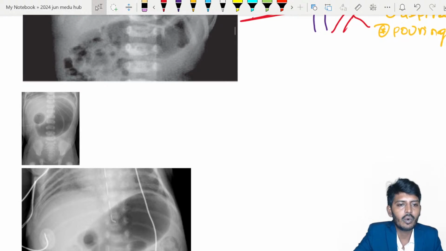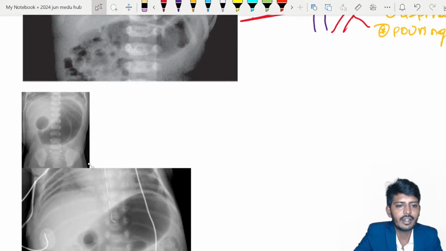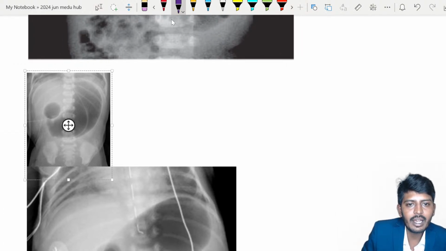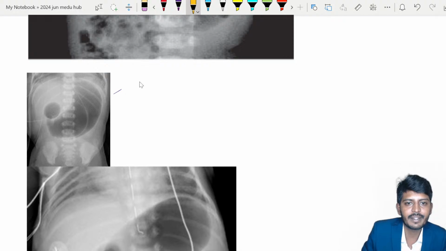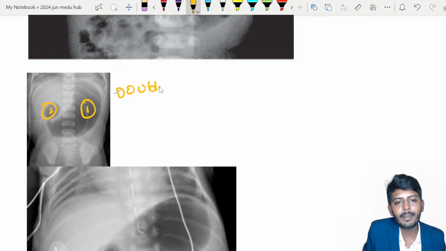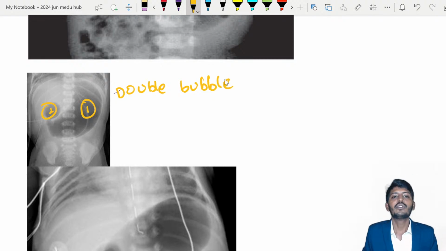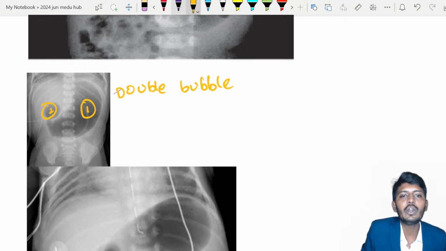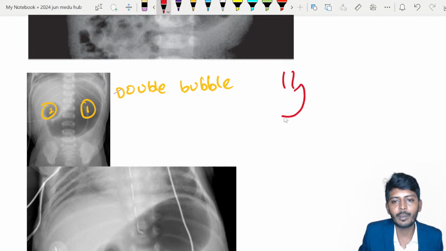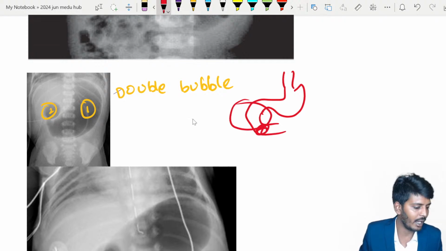Now if you can notice this image, this is also a very interesting image. Here there is one bubble very clearly appreciable, and there is a second gastric bubble. This is called the double bubble sign. Double bubble sign is telling you of which disease? Double bubble sign means, as I told you earlier, stomach and duodenum. If there is an obstruction of the duodenum, the duodenum will start to enlarge.